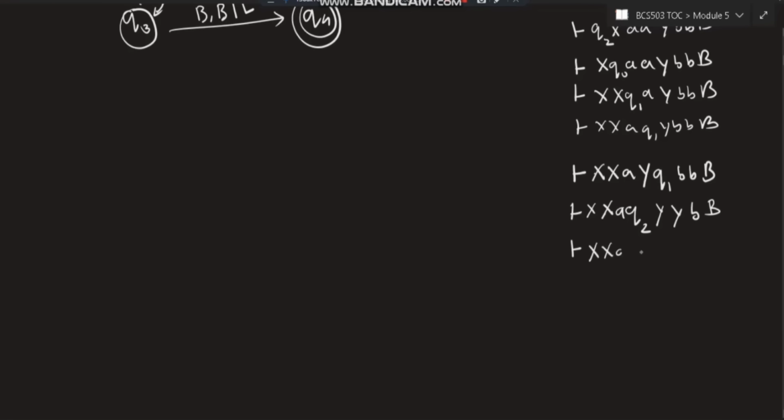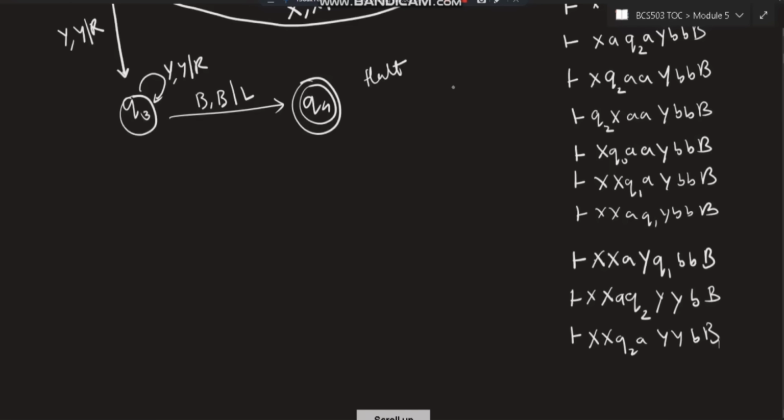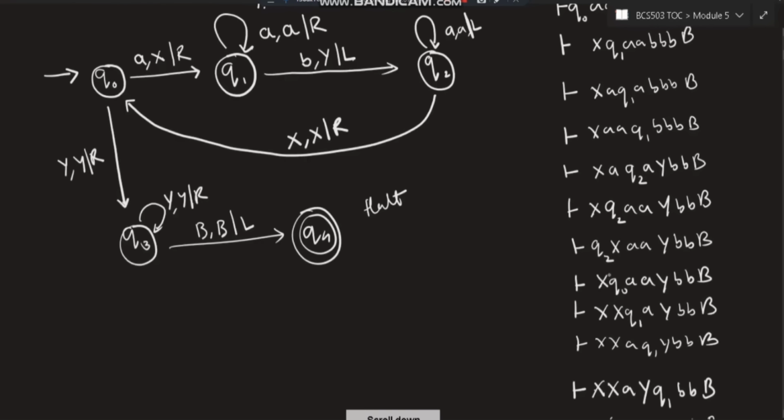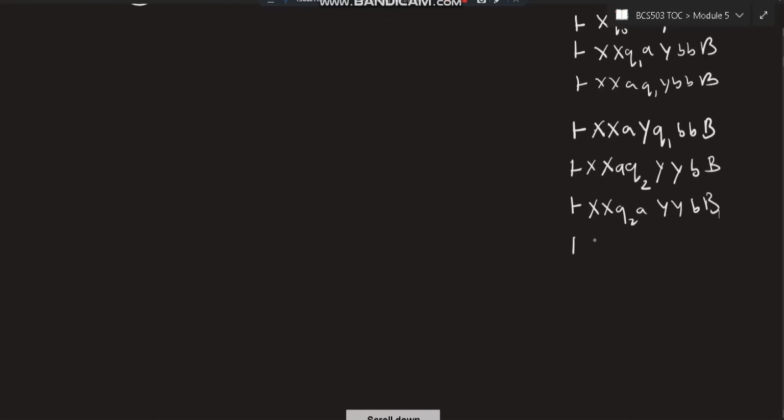Okay, now Q2 on A. What is Q2 on A? It will remain A only and move to the left. Now X Q2 X A Y Y B B. Now Q2 on X will become Q0 and move to the right. Right? Q0 A Y Y B A.